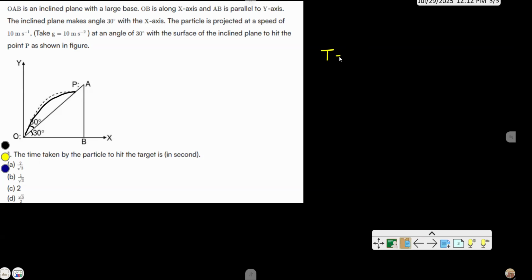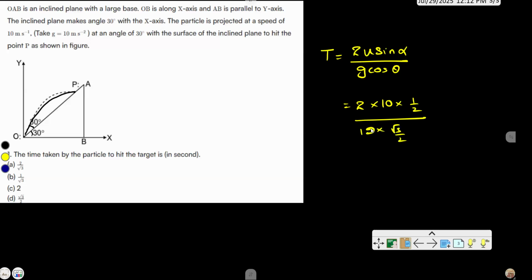So time is nothing but time of flight, which is 2u sine alpha divided by g cos theta. That is 2 into the velocity, which is 10, sine alpha is 1 by 2, upon g, which is again 10, into cos theta, which is root 3 by 2. 2 ones are 5, 2 ones are 5, 5, 5. It is 2 by root 3 seconds. Okay. So this is how we have to do these questions which are given on inclined plane.